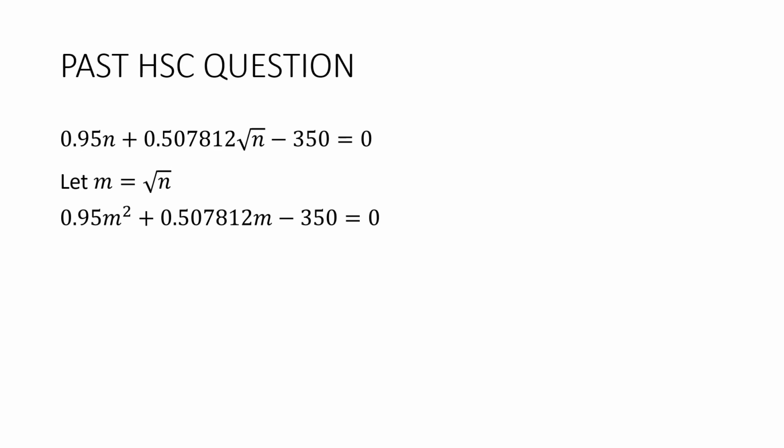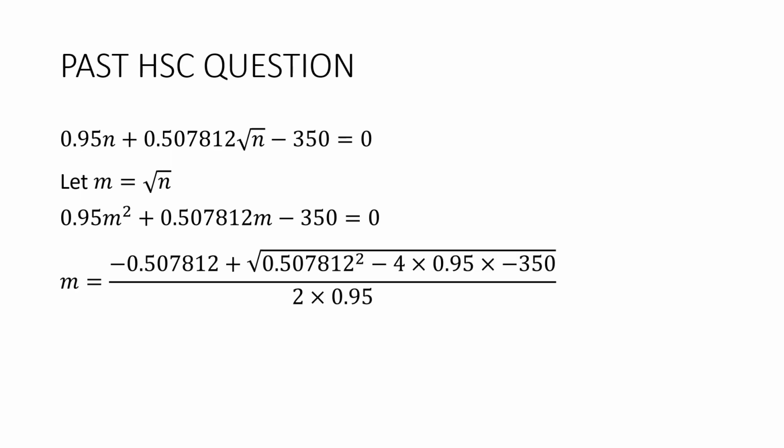That's going to give us 0.95m squared plus 0.507812m, take away 350 is equal to 0. I'm just going to use the quadratic formula to solve that. So when we put that all into the calculator, you can see how I've only done the positive square root because m can't be negative. It is the number of tickets we're going to sell.